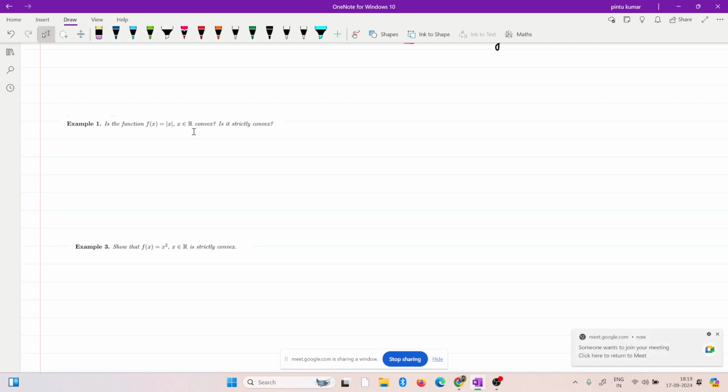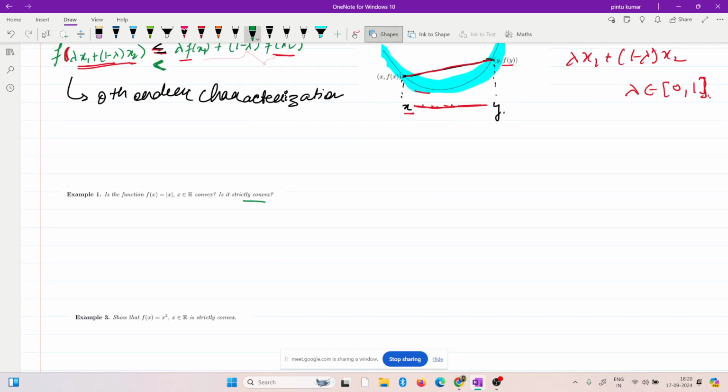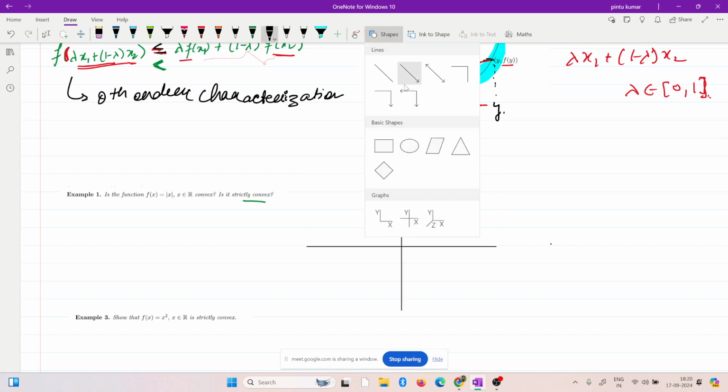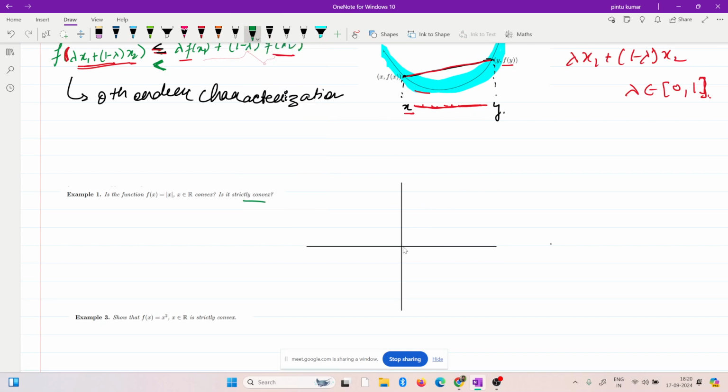What is meant by strictly convex is, I had a less than or equal to over here. If I replace this less than or equal to by a strict inequality, then we have a definition for strictly convex. So let's look at the function that is given to us, mod of x. We all know how mod of x looks like. Mod of x looks like this, right?